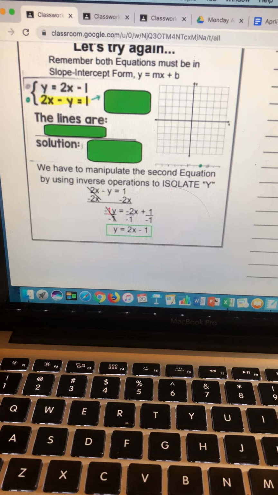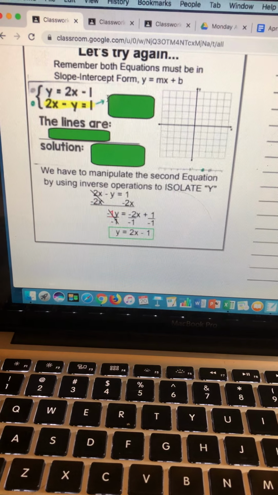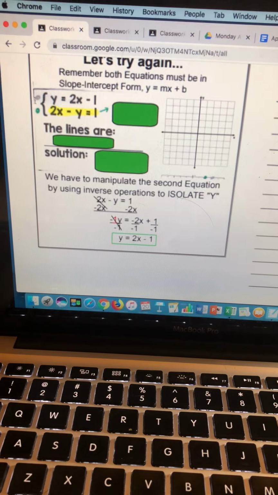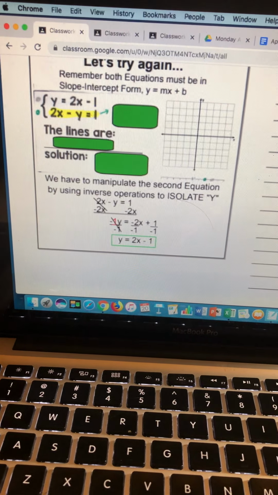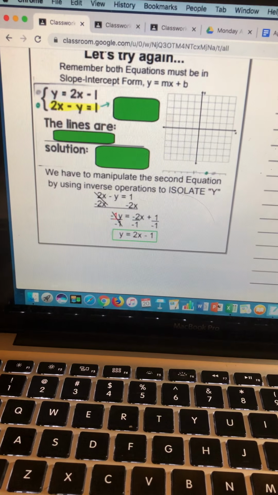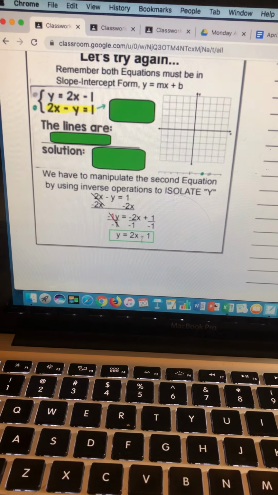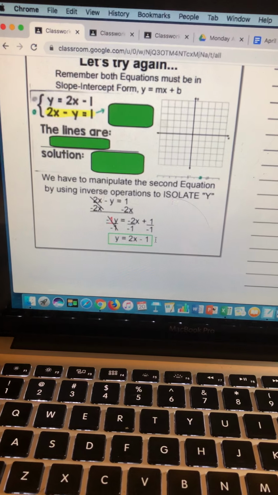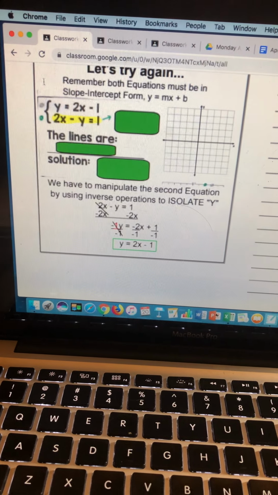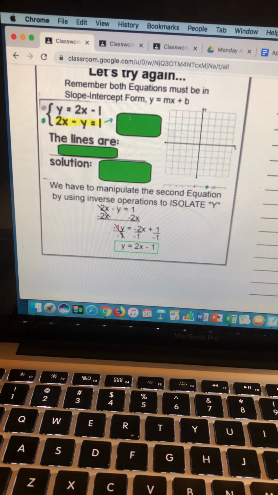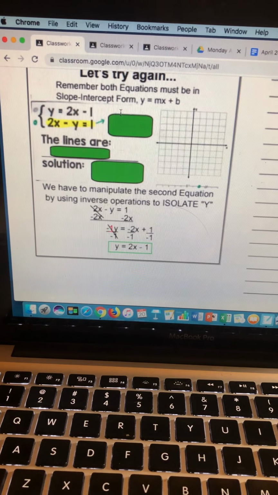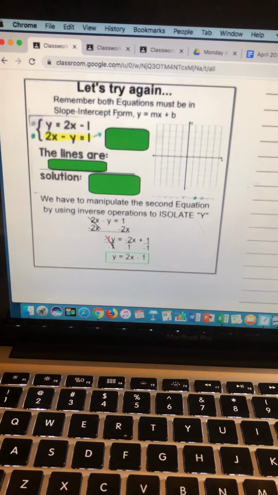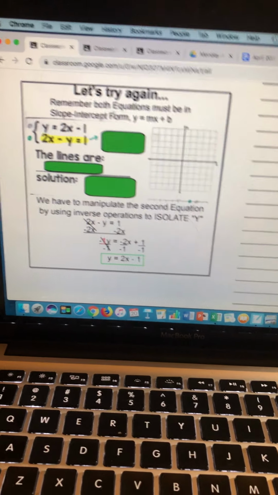The second equation, only the second equation is not in y equals mx plus b. The first equation is, so you only have to do it for one equation. And in this one, when you manipulate it, you get y equals 2x minus 1, which is the same equation as the top one. So when we graph those two equations, does anyone remember how many solutions that will be if they're the same line?